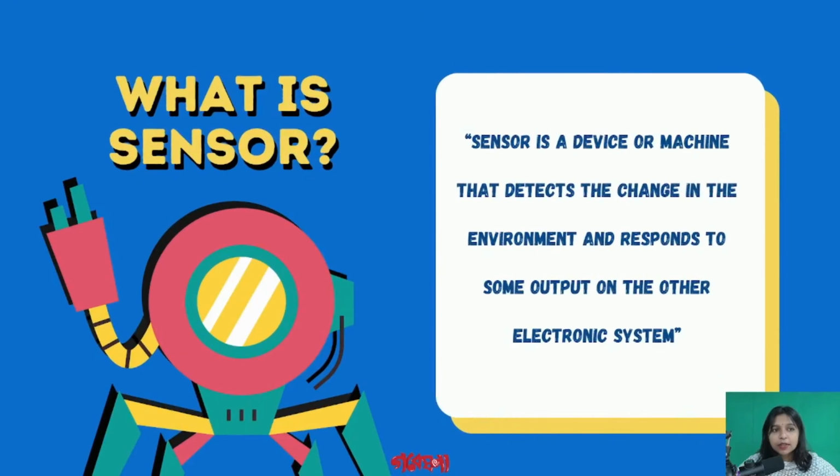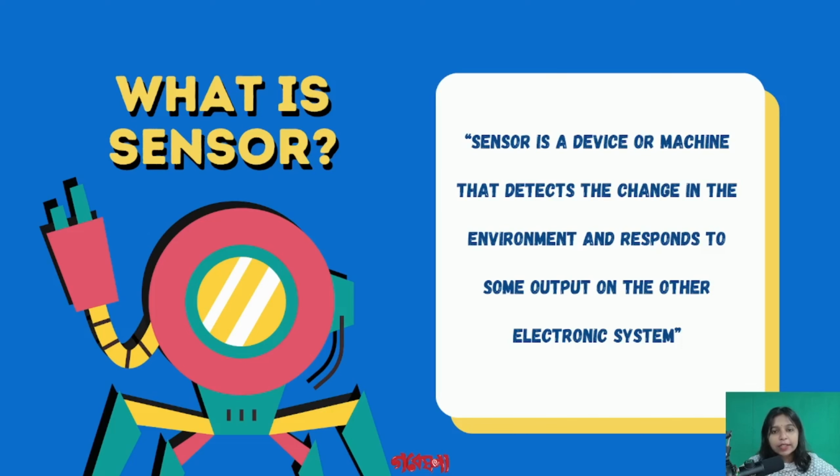What is a sensor? A sensor is a device or machine that detects changes in the environment and responds by sending signal to another electronic system. Example, a temperature sensor detects heat, a light sensor detects brightness, and a motion sensor detects movement. In our project, we will use an obstacle sensor which detects if something like a wall, hand, or a person is in front of it.